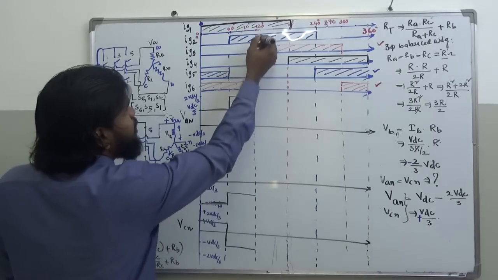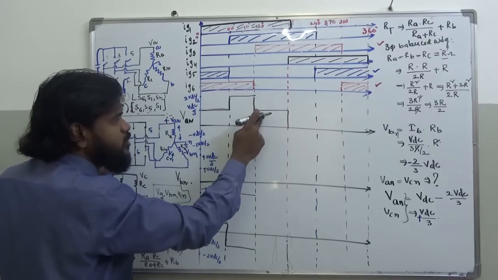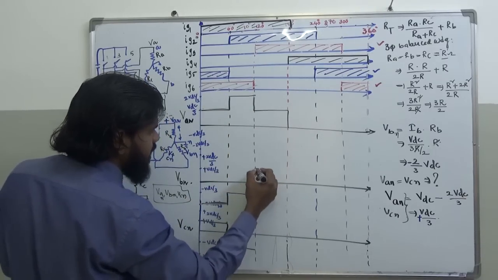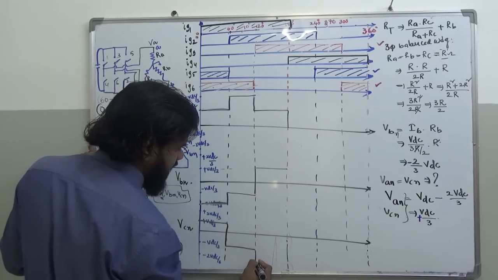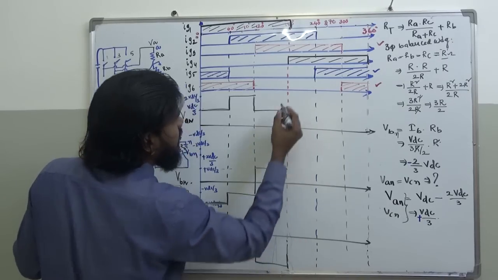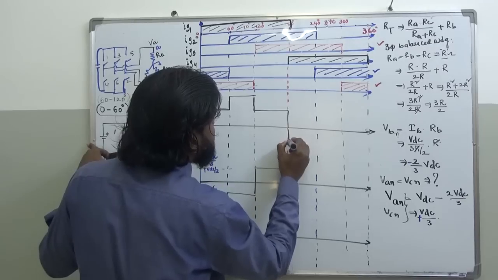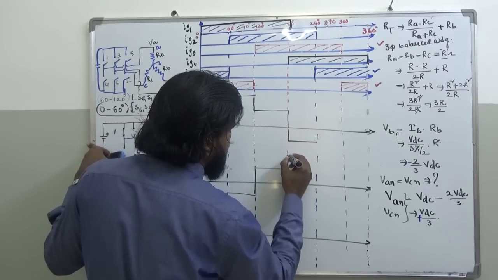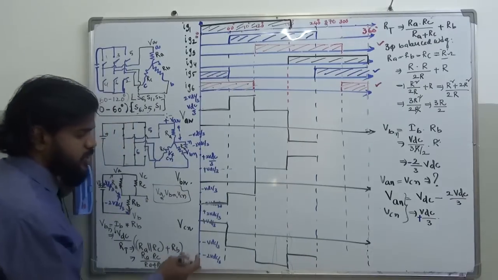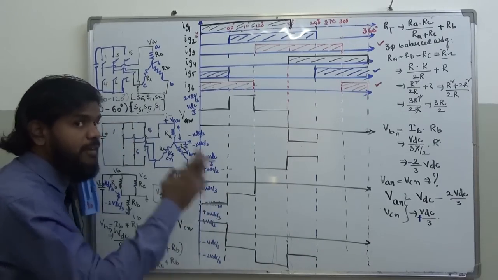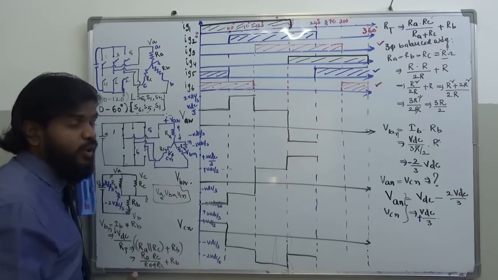Okay, and then if you look at 120 to 180, you will get a similar analysis: VA is plus VDC by 3, and VB is plus VDC by 3. This is VDC, right? And you'll get a negative 2 VDC by 3 here. And then from 180 to 240, for another 60 degrees, you will get this as minus VDC by 3, this is going to be plus 2 VDC by 3, and this is going to be plus VDC by 3. What is this? VCN. That's how for every 60 degrees you have to evaluate and find the output voltage of all the phases.